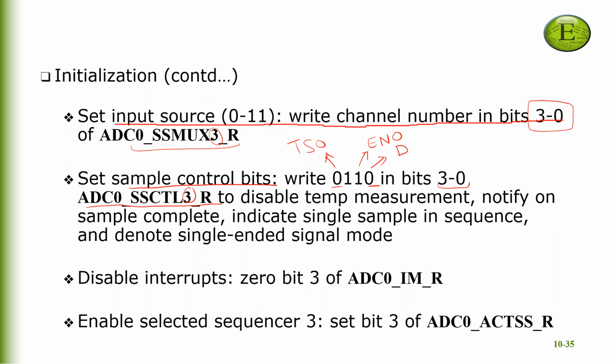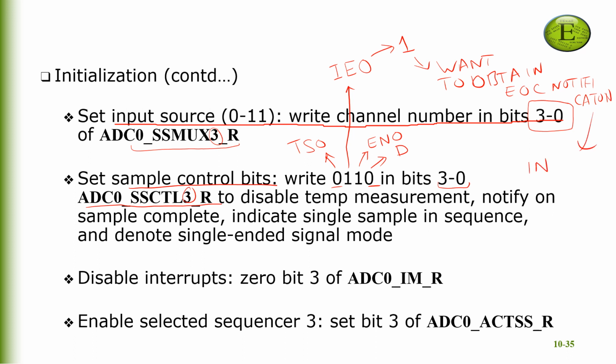There's only one input, so that input is the only input in the sequence, and this one is the interrupt enable, and that is set to 1 because we want to obtain end of conversion notification through the bits in the RIS register. So we want to obtain the notification, therefore we are setting this bit equal to 1. We don't want interrupts, so the interrupts are disabled, and once everything is set up, then we are going to enable sample sequencer number 3.